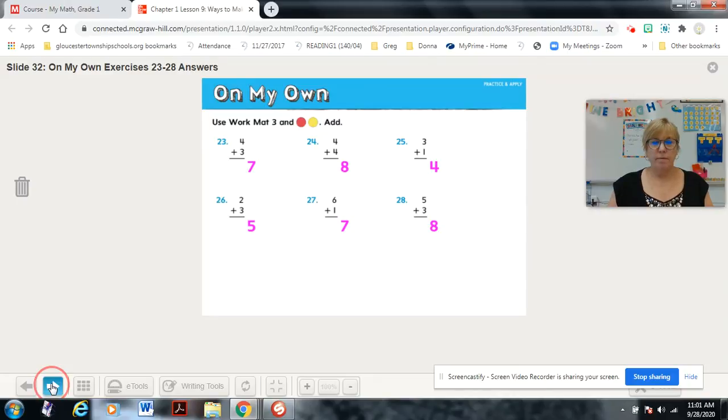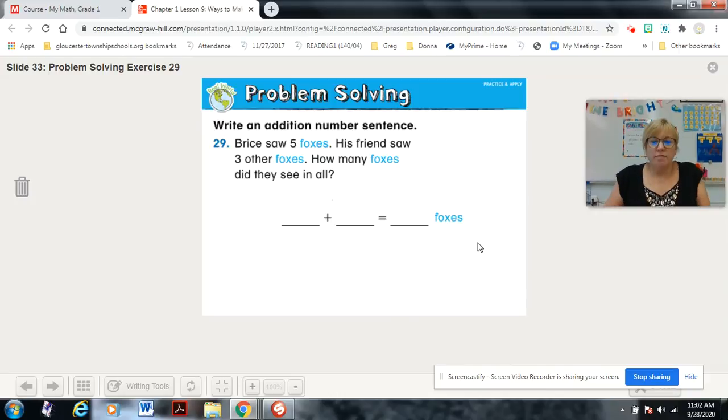Good job. All right, now here's a problem-solving one. Now these usually have a little bit of room on your paper, and with that you can put your counters there, or you can draw little circles, whichever you'd like. So Bryce saw 5 foxes. His friend saw 3 other foxes. How many foxes did they see in all? Work on the problem, fill in and complete the addition number sentence, all right? And then unpause when you come back and check your answer. Good job. Right, you just took your 5 and your 3, and then you added your counters together.